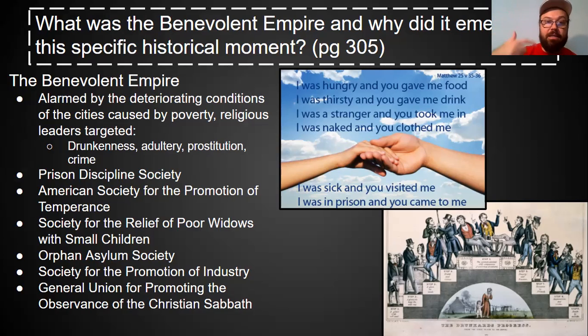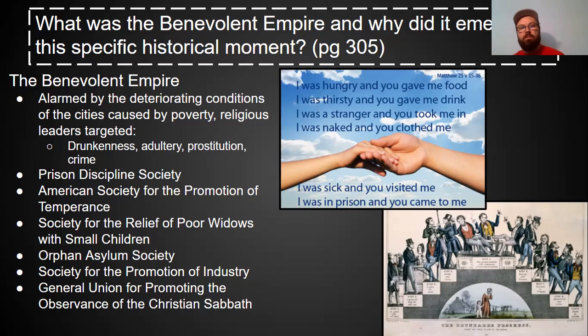All of these realities that we just talked about on the last slide of how harsh things are for the poor working class are becoming abundantly obvious to more and more people during this time period. And that's happening right at the same time that you have this entire group of people from the middle class, mostly middle class women, who were inspired by the Second Great Awakening to want to go and help people. So this creates something that is known as the Benevolent Empire.